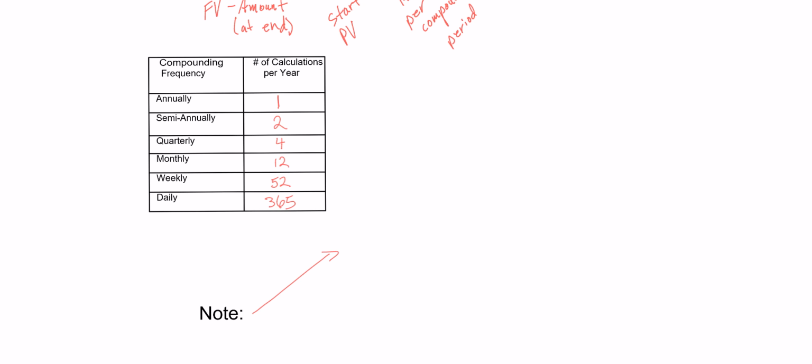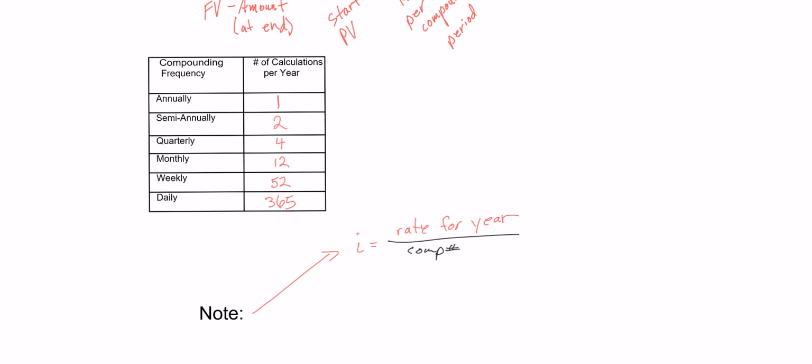Here's a special note. In this case, i is equal to the rate that we get for the year, and we're going to divide that by the comp number, whatever relates to that. So if I say my interest is compounded quarterly, I take whatever percent I have for the year and divide by the comp number.